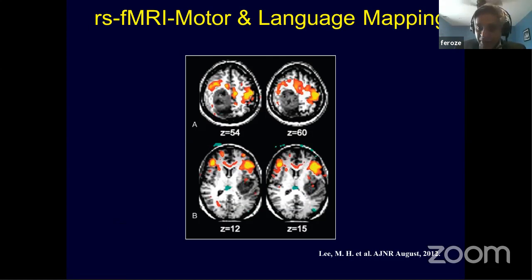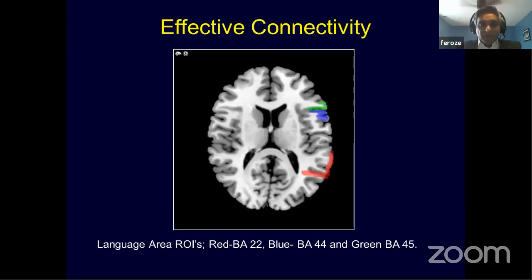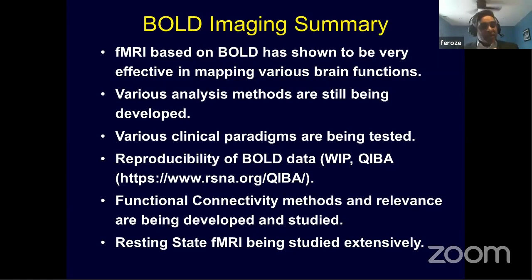So there are challenges to it. People are still developing methods for it. But one big advantage is a non-compliant patient, right? A patient who is unable to, unfortunately, speak or unfortunately do a task potentially should be tried with resting state if you want to map out their functions. I'm going to skip the effective connectivity. So in summary, BOLD-based fMRI has been shown to be effective in mapping various brain functions, right?